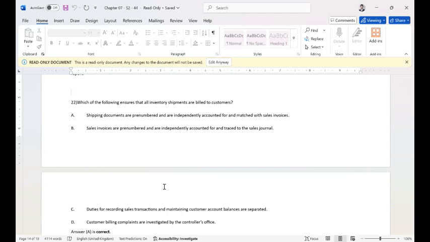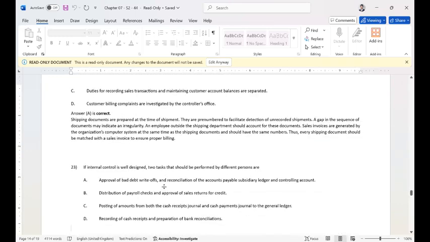Yeah, so A looks like the best answer, no? It ensures that all deliveries or all shipments are invoiced. Question number 23.